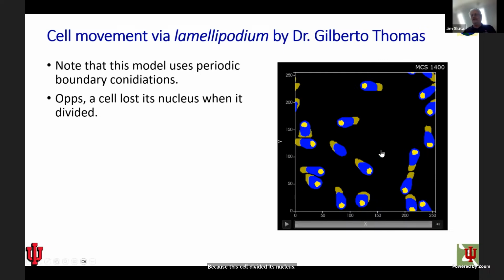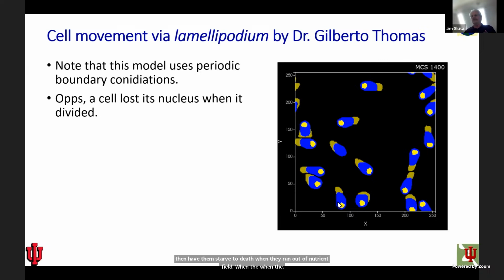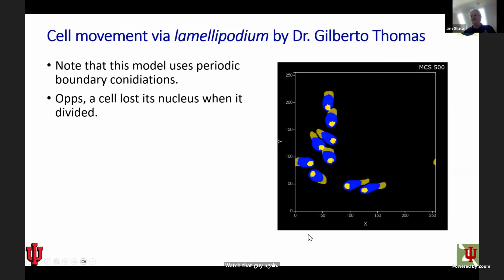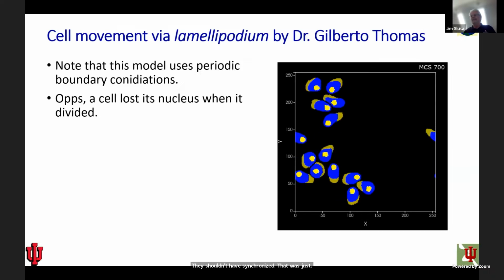So this would be easy to turn into an animation where, for instance, you put a stationary nutrient field down, and let these cells migrate up the nutrient field. At the same time, have them destroy the nutrient field, and then have them starve to death when they run out of nutrient, when the large number of dividing cells eventually has wiped them all out. Watch that guy again. They shouldn't have synchronized that. That was just random chance they synchronized like that.